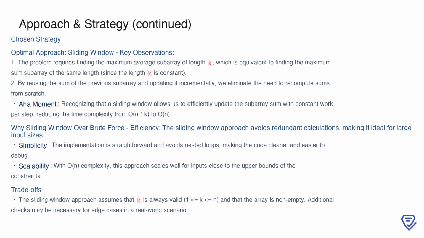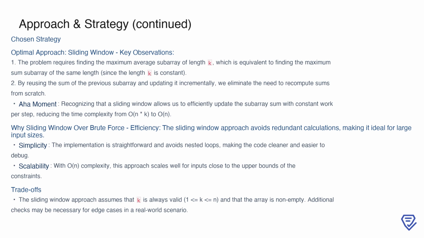This allows us to focus solely on maximizing the sum. By leveraging the sliding window technique, we reuse the sum from the previous subarray and update it incrementally as the window shifts. This eliminates the need to recompute sums from scratch, which was the main inefficiency in the brute force approach. The big realization here is that by making these incremental updates, we reduce the time complexity to O(n), which ensures the solution is efficient even for large arrays.